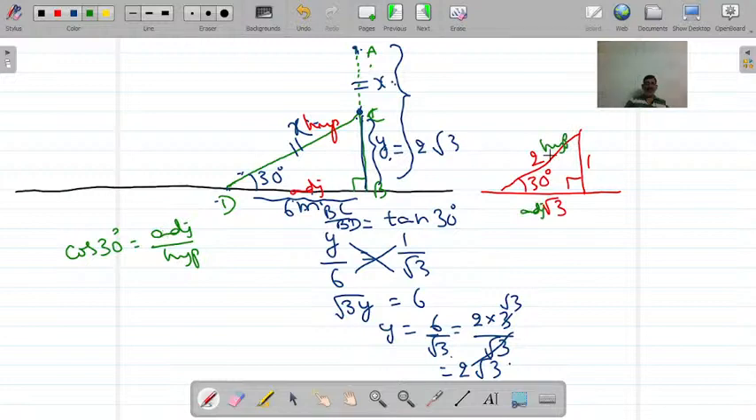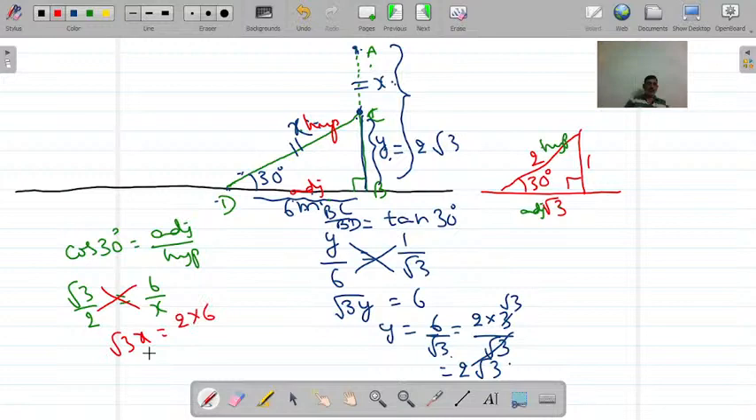So adjacent by hypotenuse means root 3 by 2. Here also I am taking in the same manner, you observe. So it is simply 6 by x. So now what you are supposed to do? Go for cross multiplication. So root 3x is equal to 2 into 6.